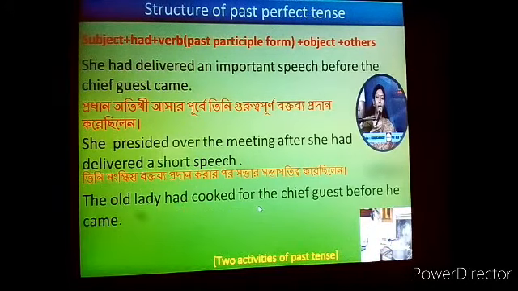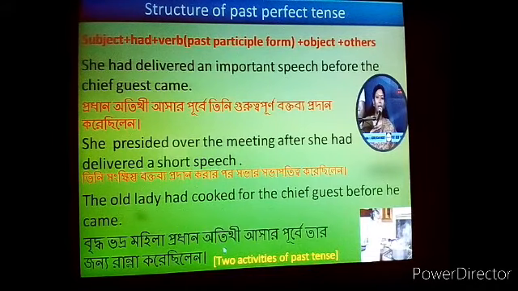The old lady had cooked for the chief guest before he came. We have to remember that when there are two activities of past tense, we use past perfect tense.